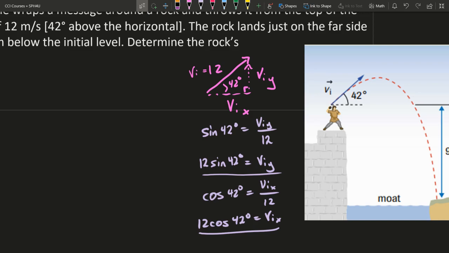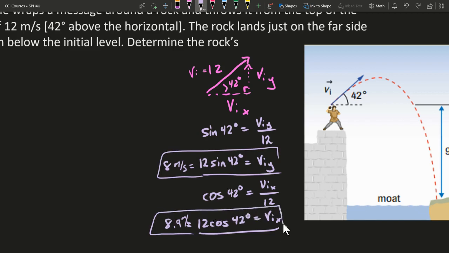And if I type those into the calculator, I'm going to get 8.9 and 8 for this one. So my initial velocity x is 8.9 meters per second, and my initial velocity y is 8 meters per second, okay?